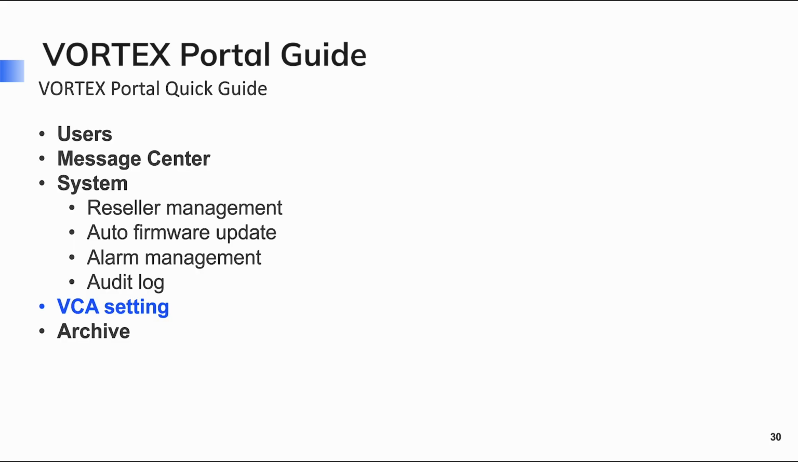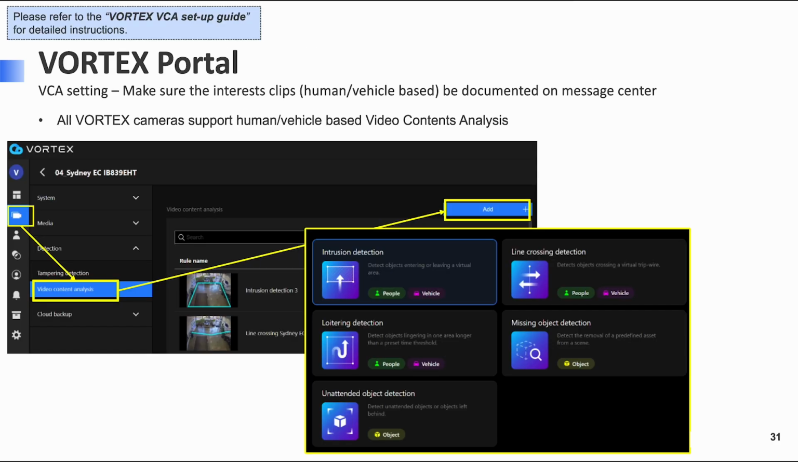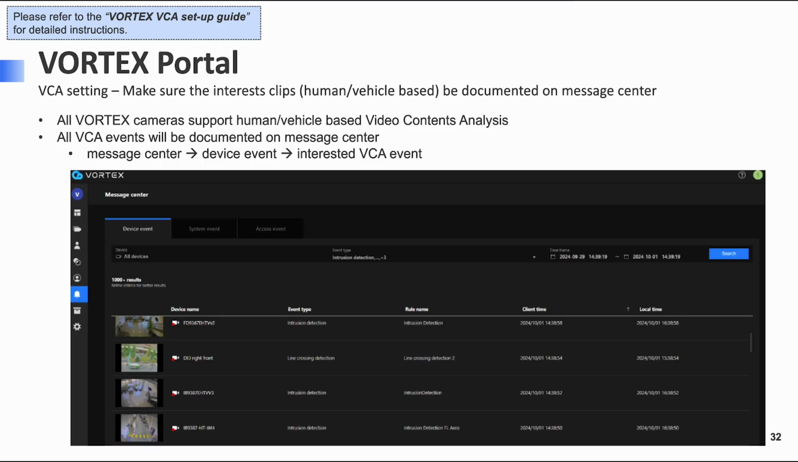VORTEX currently supports 5 video content analysis (VCA) rules. These rules are all triggered based on human and vehicle detection. With VCA, you can capture critical video clips based on human or vehicle detections. These events are logged in the Message Center under Device Events and can also serve as triggers for real-time alarms. Stay tuned for more VCA rules coming in 2025. For now, refer to the VCA setup guide and related articles on our website for more details.